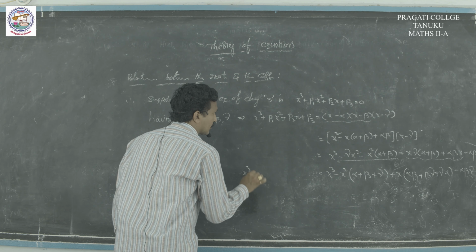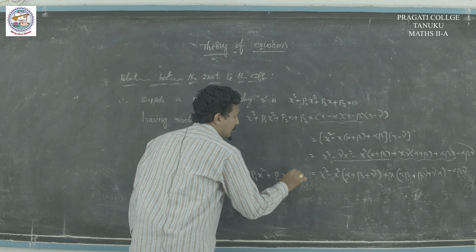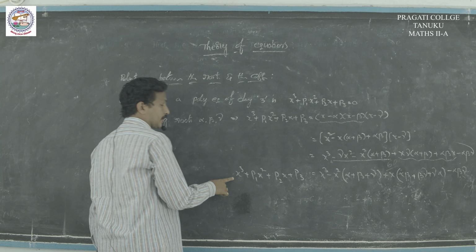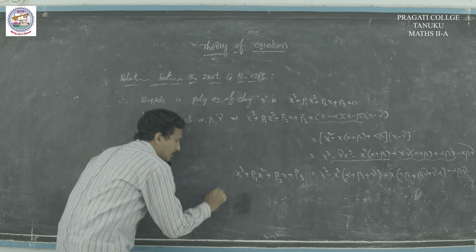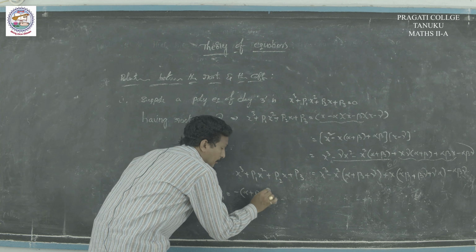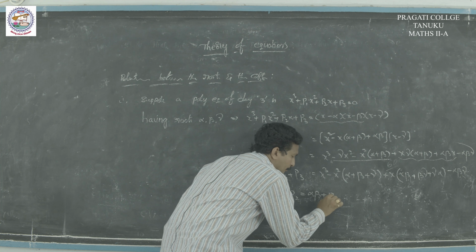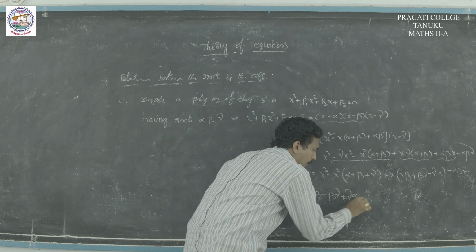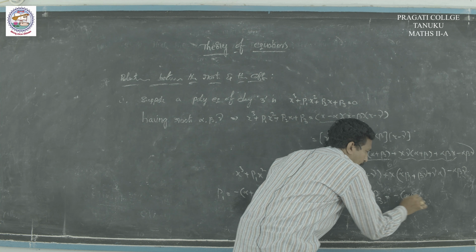Comparing these two, x cube plus p1x square plus p2x plus p3 is equal to this. Here the x cube coefficient is 1, here also the x cube coefficient is 1. The x square coefficient p1 is equal to minus of alpha plus beta plus gamma, p2 is equal to alpha beta plus beta gamma plus gamma alpha, and p3 is equal to minus alpha beta gamma.